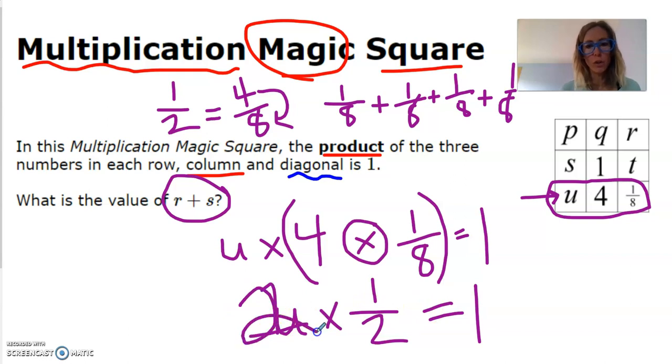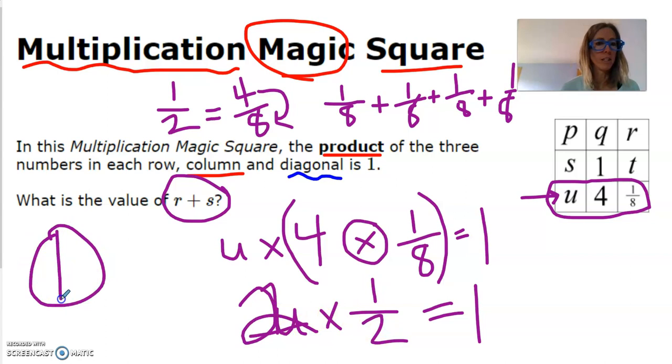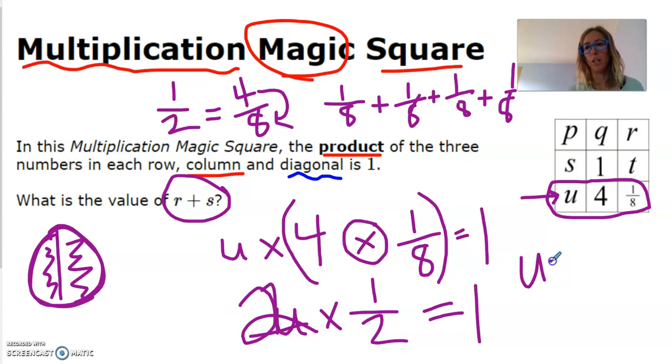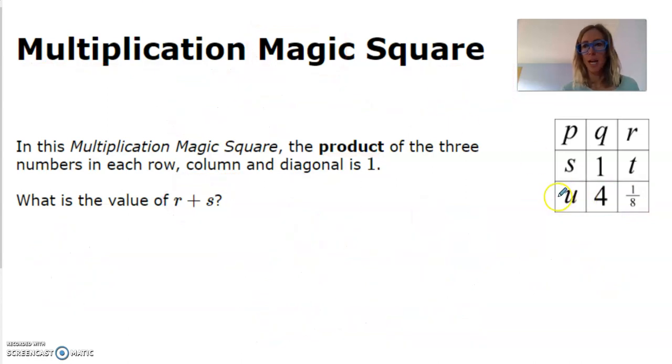If I have two groups of 1/2, here is 1/2 over here, and here's a second group of 1/2, well, guess what? That's equal to 1. 2 halves equal 1 whole. So I just figured out U is the number 2. That's so awesome. Okay, so I'm going to mark that in, and I'm going to say U equals 2.